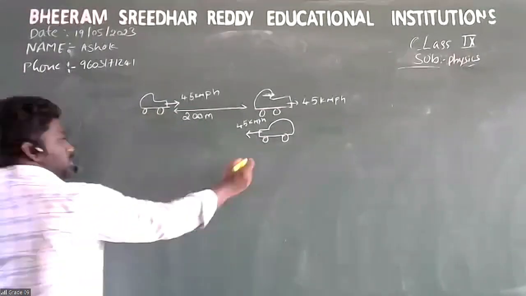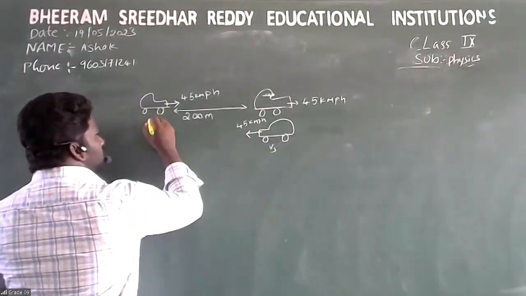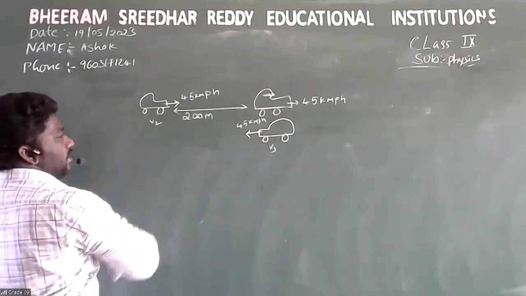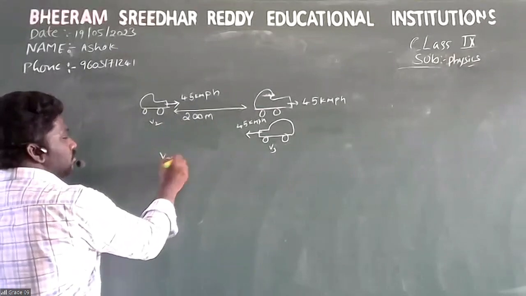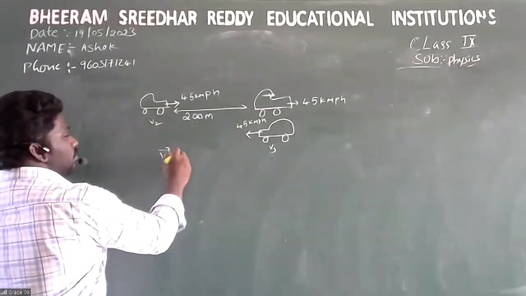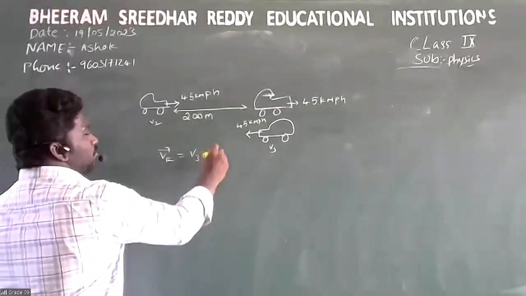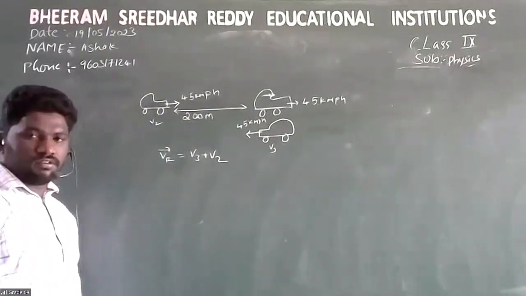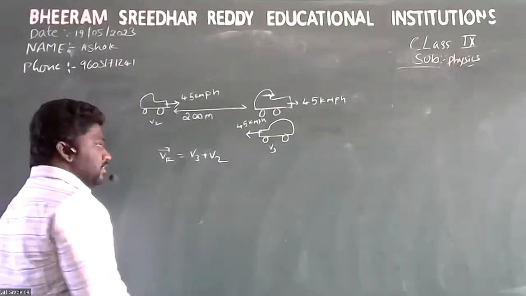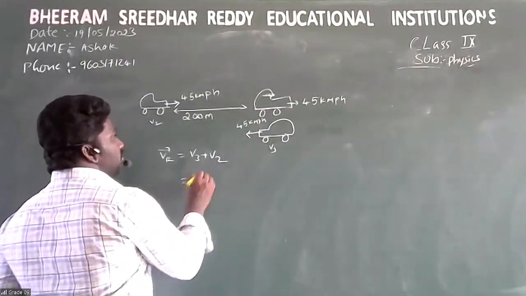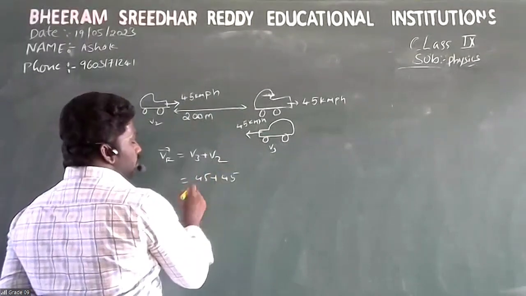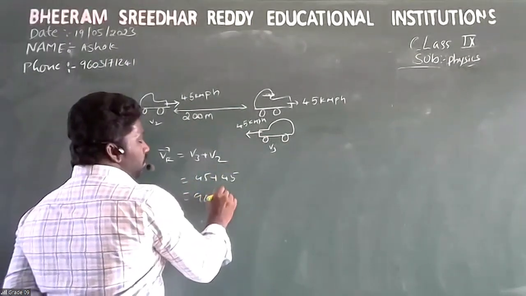For example, suppose you take the third car and the second car. We have to find the time taken by the third car to meet the second car. That's why the relative velocity is simply V3 plus V2. Why? Because both 3 and 2 are in opposite directions. Right? Now V3 plus V2 is equal to how much, Nana? V3 plus V2 is equal to 45 plus 45, that is equal to 90 km per hour.